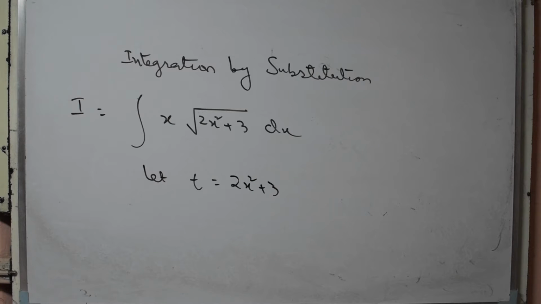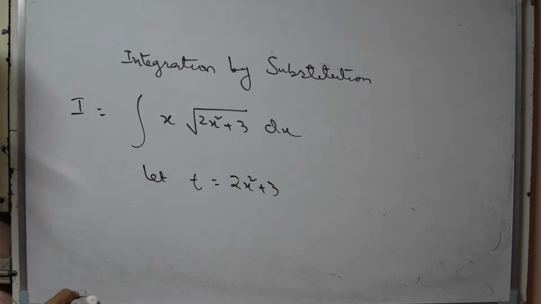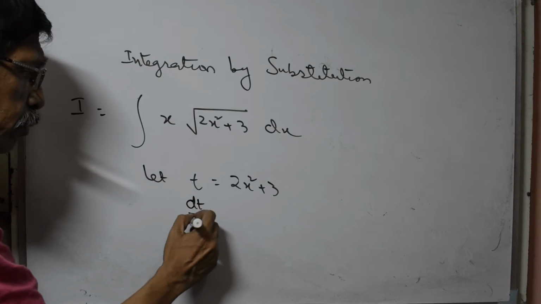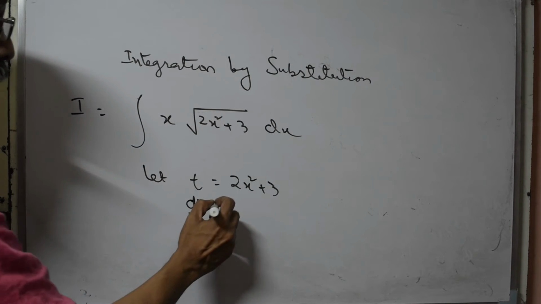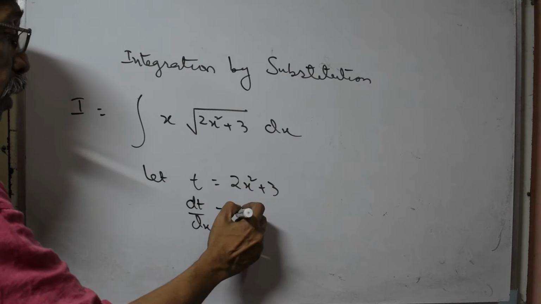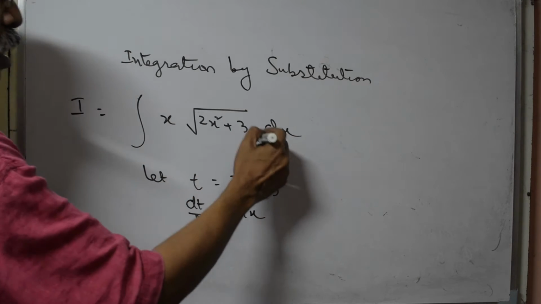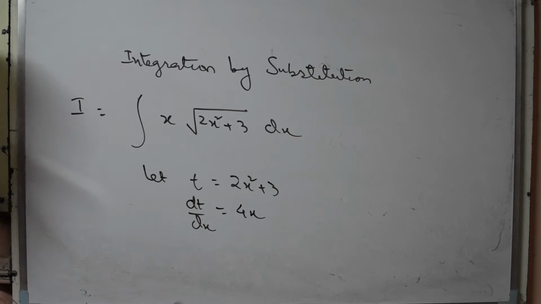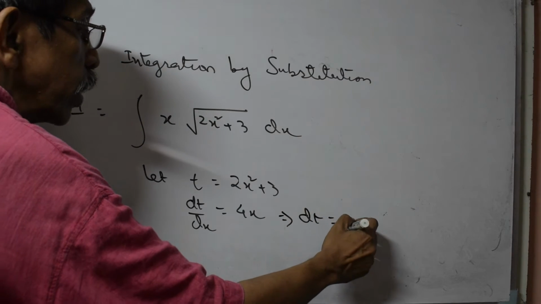Now we will differentiate this t to get the value of dx. How to get the value of dx? Means to find dt by dx from here. Actually, dt by dx is a differentiation. Yes, the derivative of 2x square plus 3 will be 4x. Now what is happening? We want this dx value. That means we can write dt is equal to 4x dx.